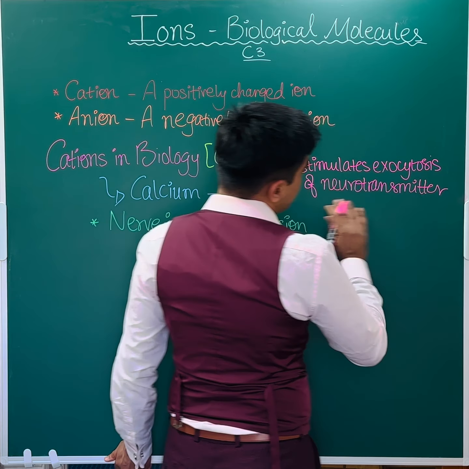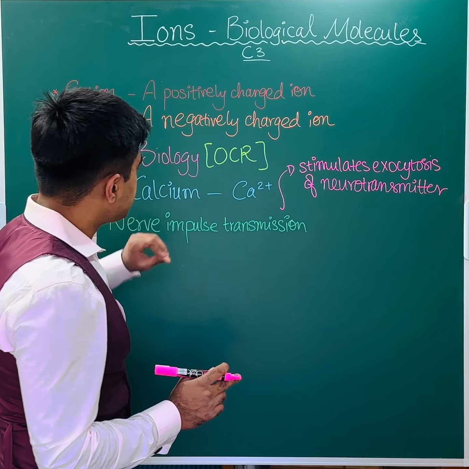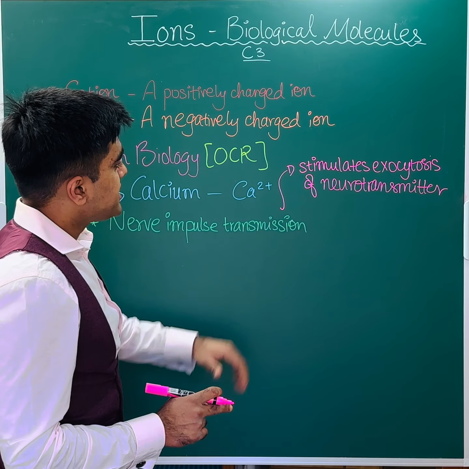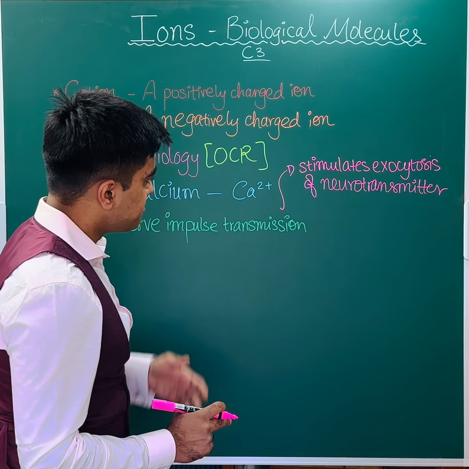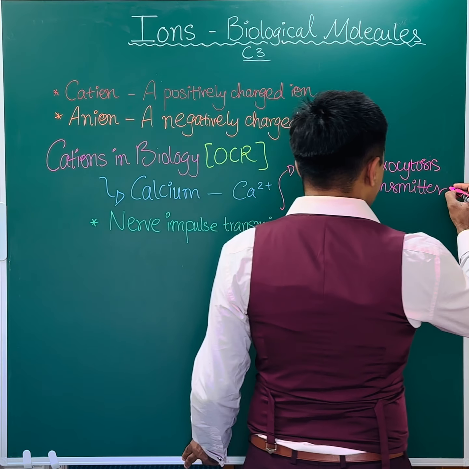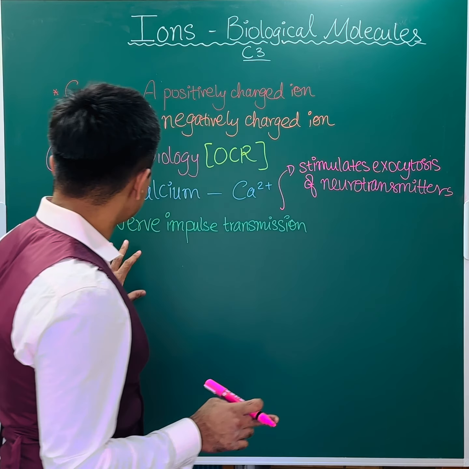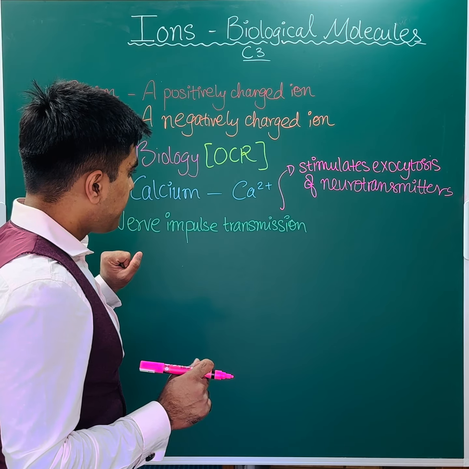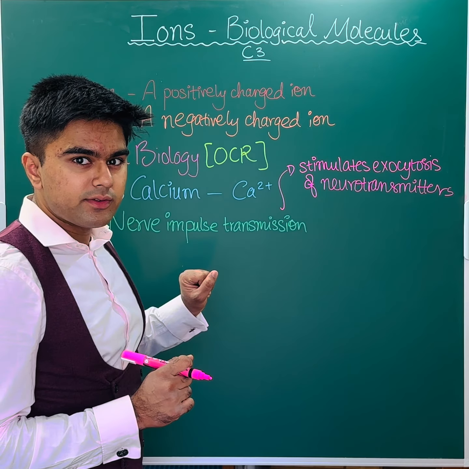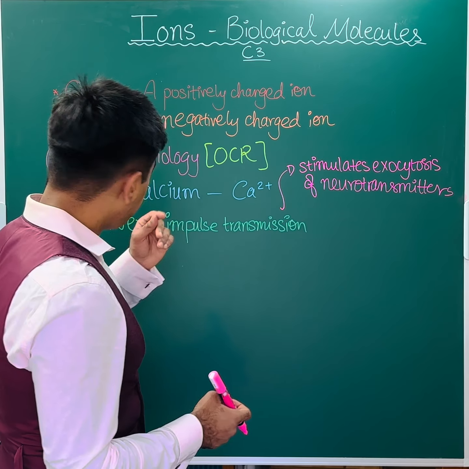Okay, perfect. So that's what our Ca2+ does. It stimulates the exocytosis of neurotransmitters. Okay, perfect. So we've got our first one set. Now, what about the others? There's got to be more. And you'd be right about that.